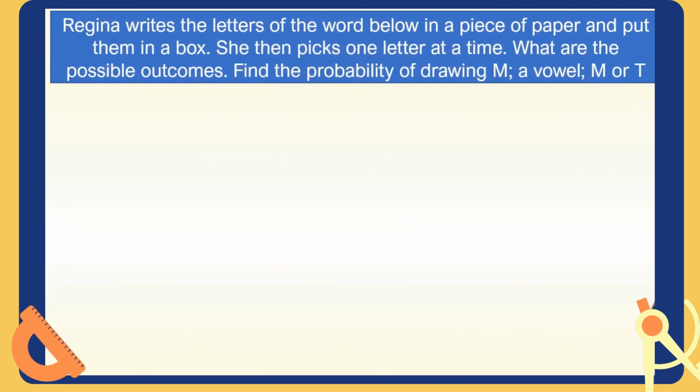Narito ang ating example. Regina writes the letters of the word below in a piece of paper and puts them in a box. She then picks one letter at a time. So what are the possible outcomes? Find the probability of drawing the letter M, a vowel, or M, or the letter T.